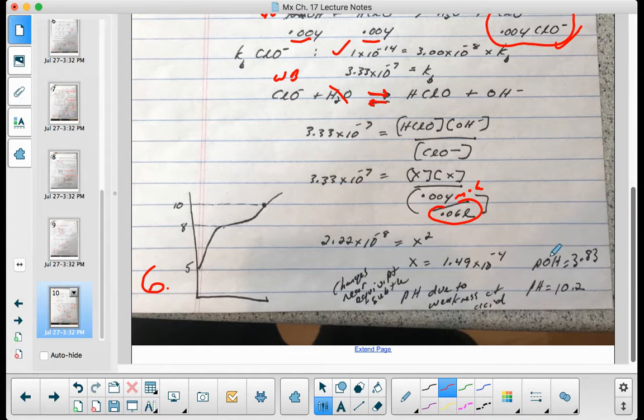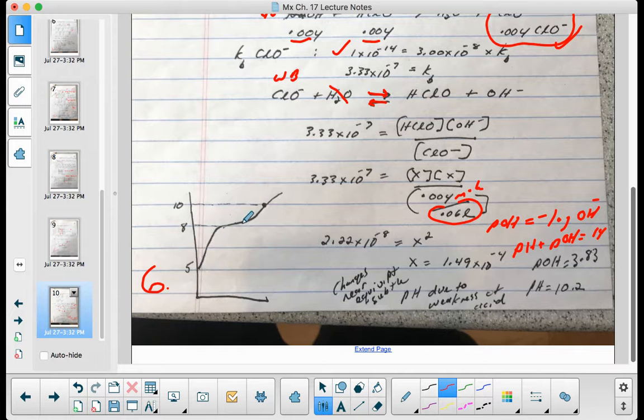Once I get my x, I then find the pOH, which is equal to the negative log of the hydroxide ion concentration. And then I go to my pH, 10.2. I calculate my pH using that other formula from a previous lecture. If you remember, pH plus pOH equals 14.